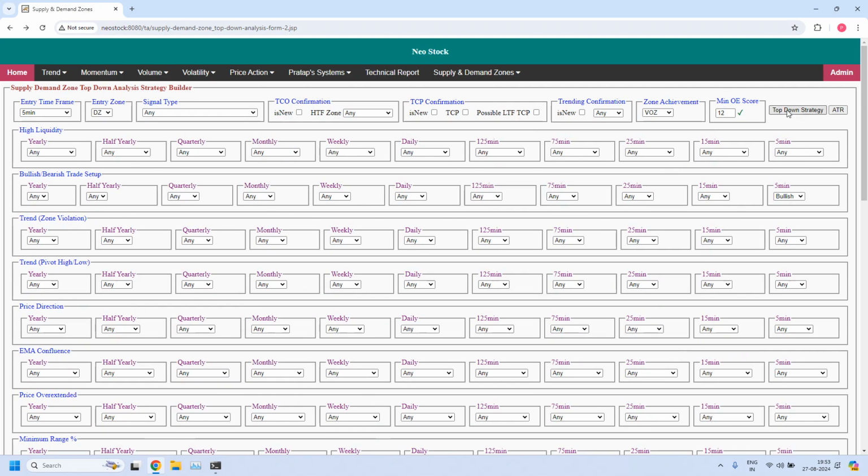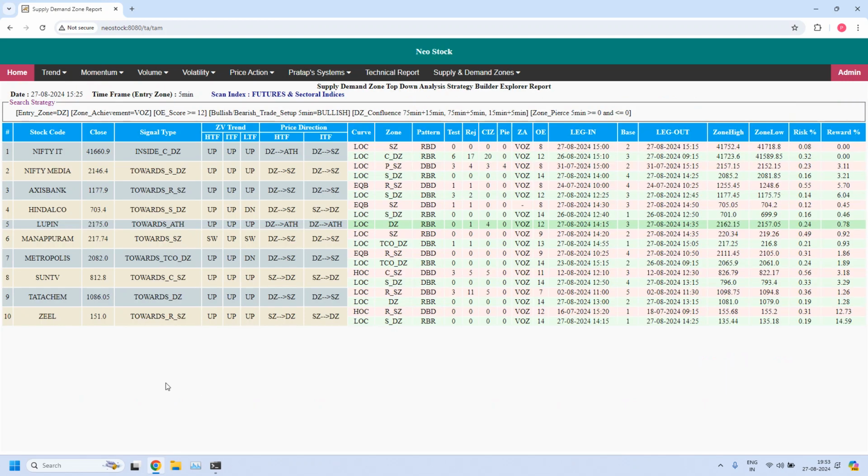Let's filter how many will come. So 10 stocks are supporting LTF, ITF and HTF confluence, that is 5 minutes, 15 minutes and 75 minutes zone confluence. That means the 5 minute zone and 15 minute zone are part of the 75 minute zone. Now most of these 75 minute zones are supporting uptrend, only one stock is sideways.